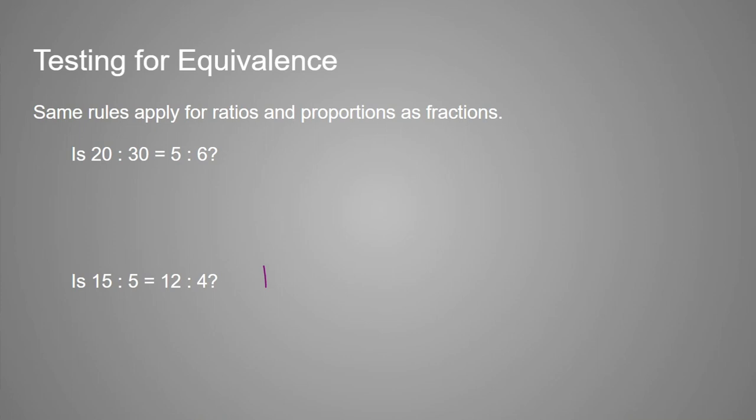Let's talk about it the first way. 15 divided by 12 and 5 divided by 4. 15 divided by 12 gives us 1.25. 5 divided by 4 gives us 1.25. 1.25 divided by itself is 1. According to this way of solving, yes, this is proportional.